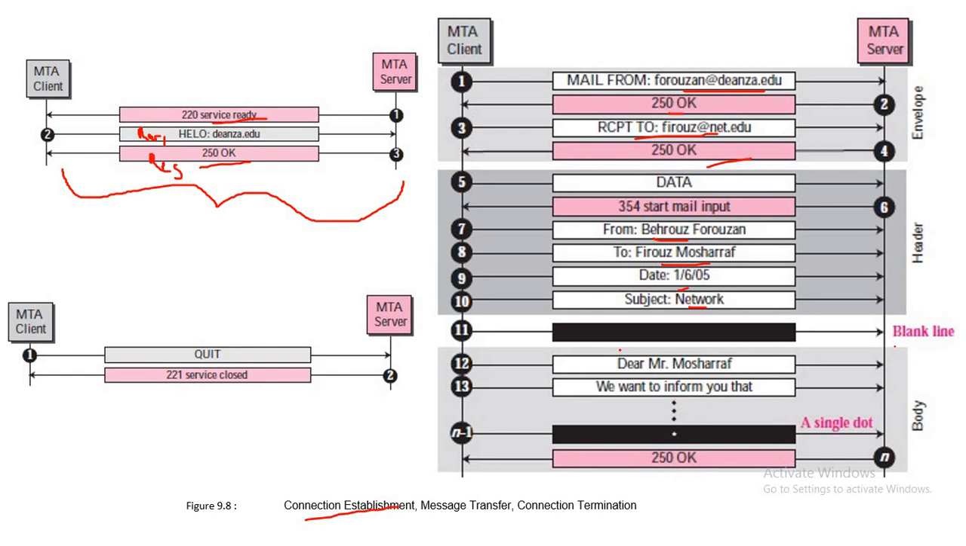So that is how message transfer takes place, and then the connection termination. Again the MTA client will request to terminate the connection and the server will respond. These are the service numbers that are used: 250 for establishing, the allowing response for the service connection, and 221 for service closed. 250 is for OK or responding to particular services. So we have discussed three things: connection establishment, message transfer and connection termination.